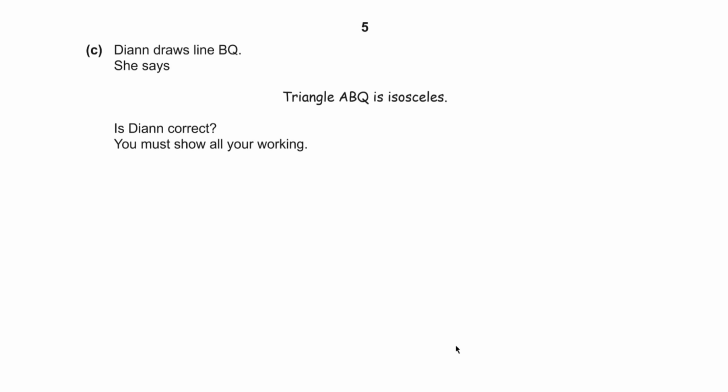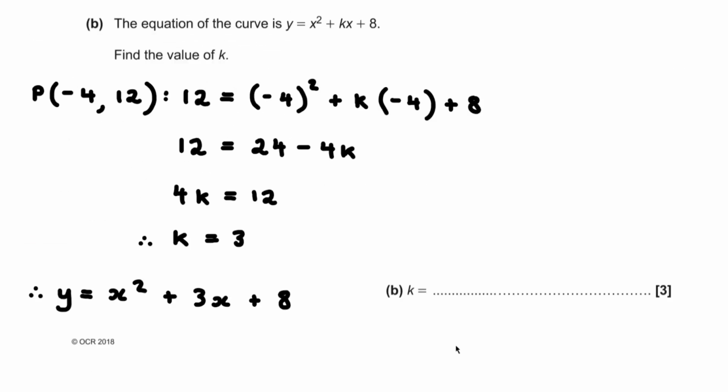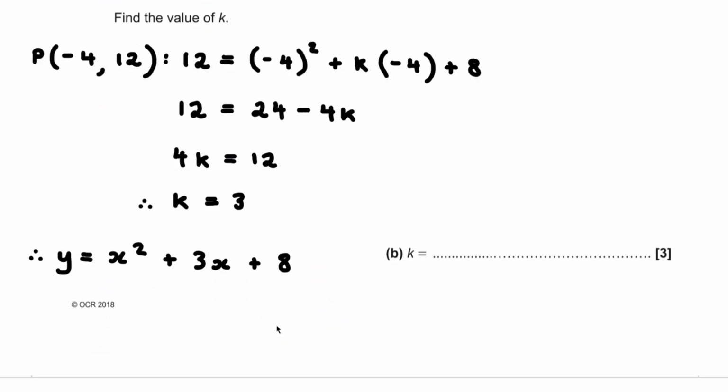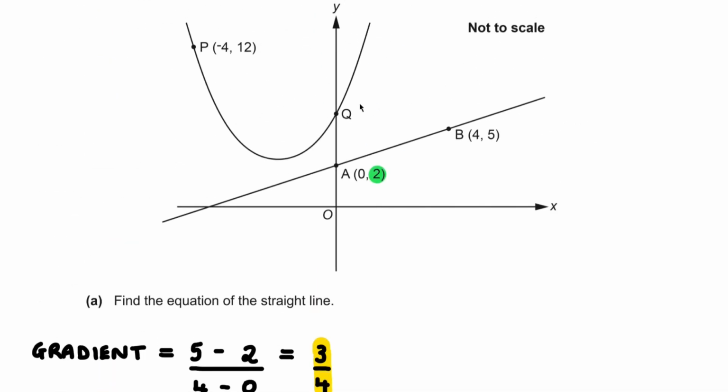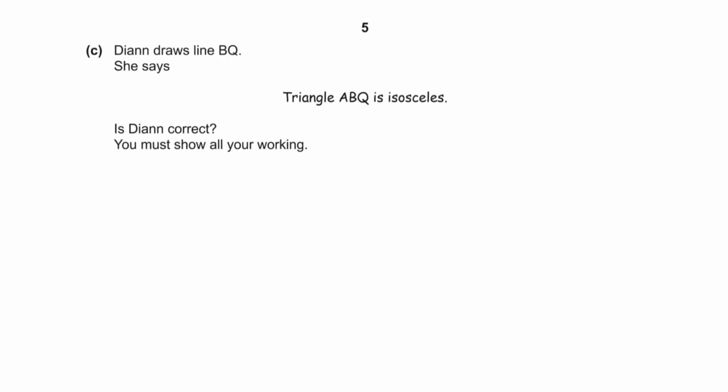Part C. Deanne draws line BQ. She says ABQ is isosceles. Is Deanne correct? You must show your working. Well, what we need to do is find the point Q. And we can find the point Q by considering the y-intercept of this curve, which is 8. So, Q would have coordinates 0, 8. So, Q has coordinates 0, 8.